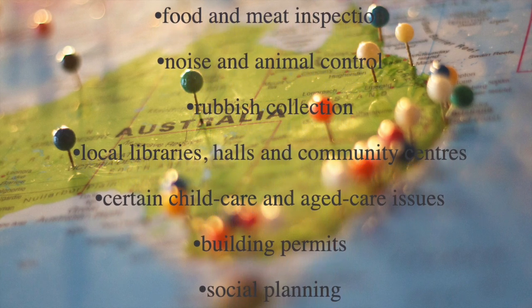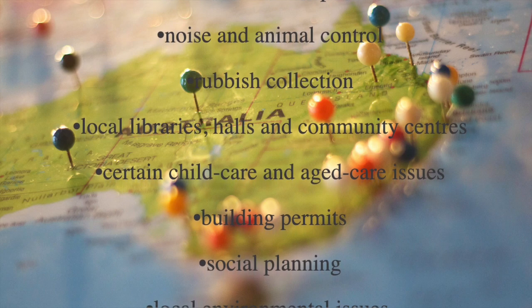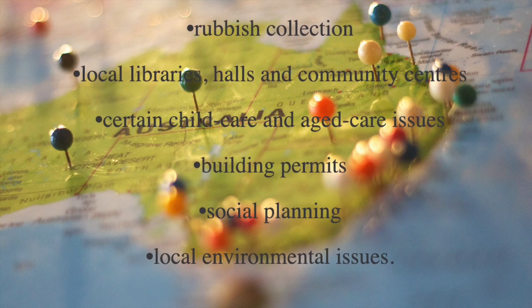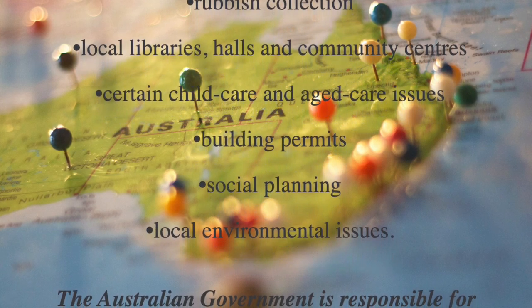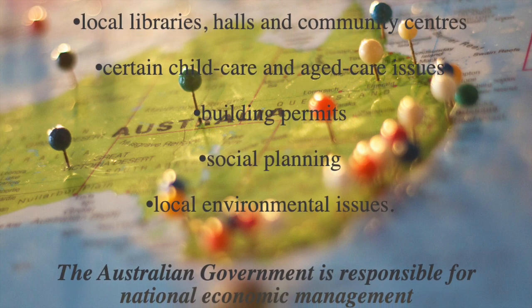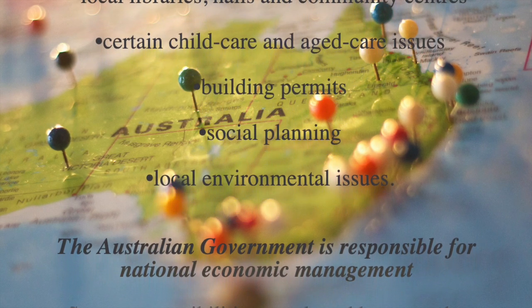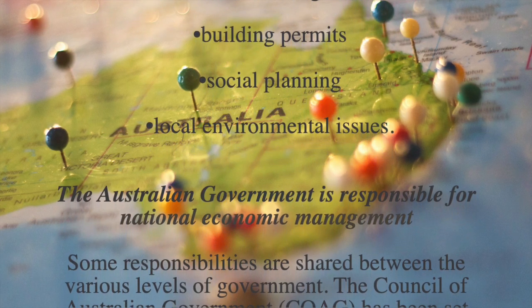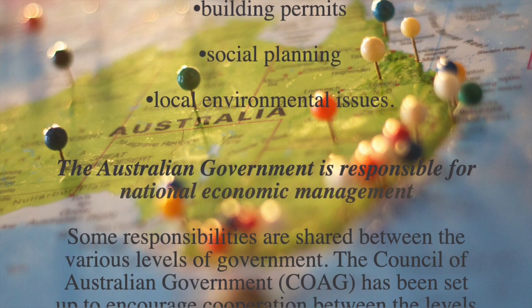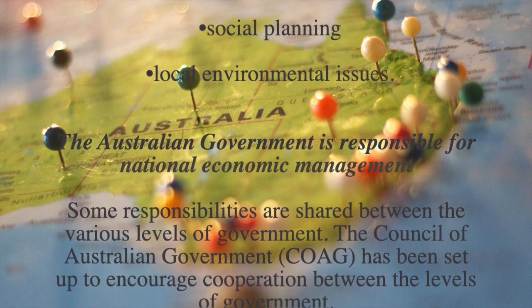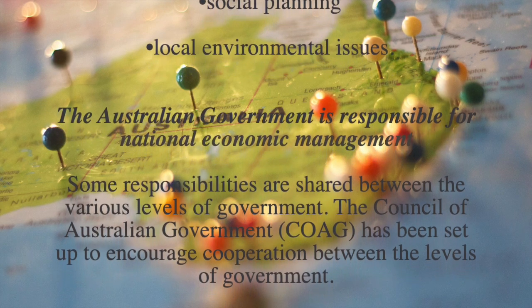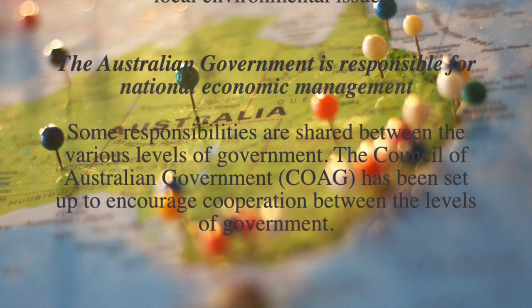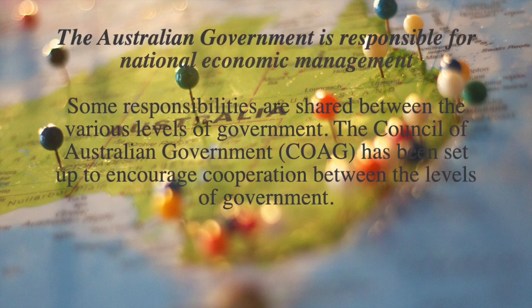So local government is responsible for street signs, traffic controlling, local roads, footpaths, bridges, trains, parks, playgrounds, swimming pools, sports grounds, camping grounds, caravan parks, food and meat inspection, noise, animal control, rubbish collection, local libraries, community centers, child care and aged care issues, building permits, social planning, local environment issues. So those are the responsibilities of local government in each state and territory.